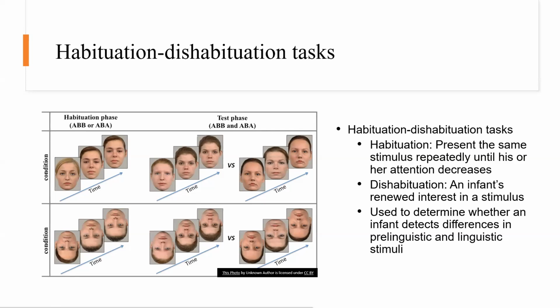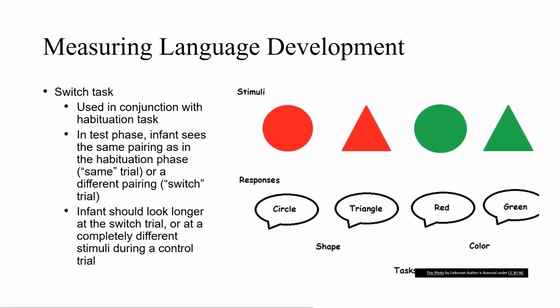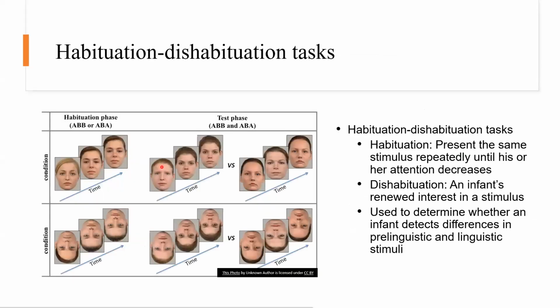So another way of doing this is what's called a switch task. This is an example of a switch task, and a lot of times it'll be used in conjunction with a habituation task. So going back to the previous slide, see where all the faces are face up, and then the faces are all upside down.